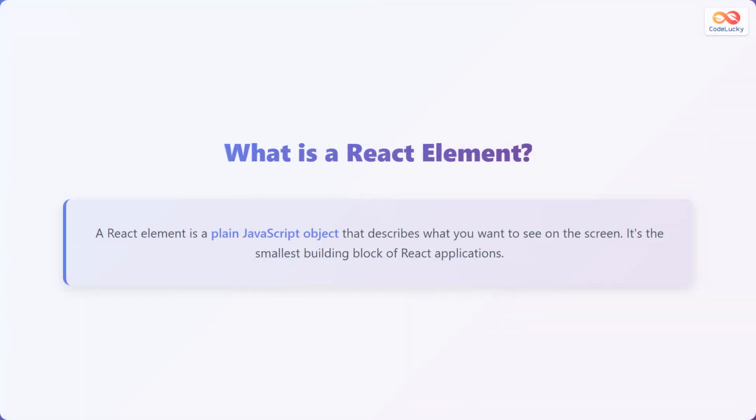So, what exactly is a React element? At its core, a React element is a plain JavaScript object. It's the fundamental building block of React applications. It describes what you want to see on the screen. Think of it as a blueprint for a user interface element.